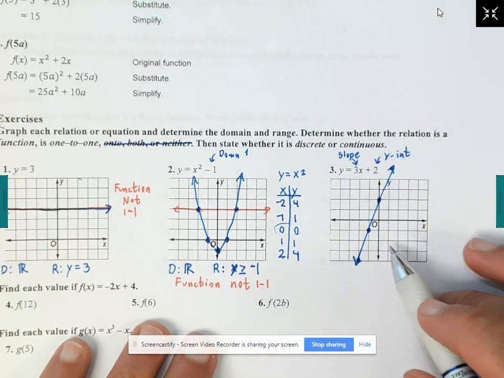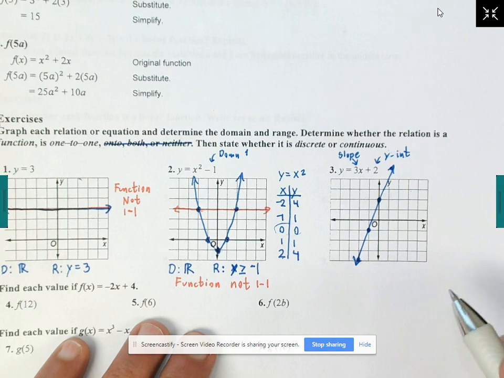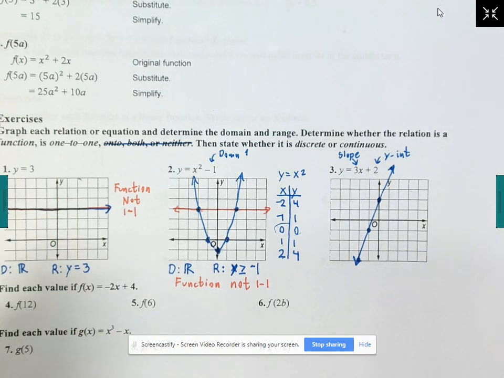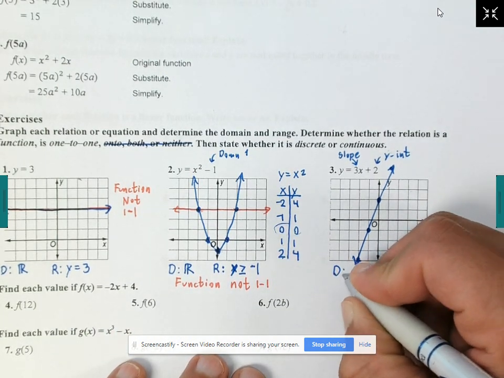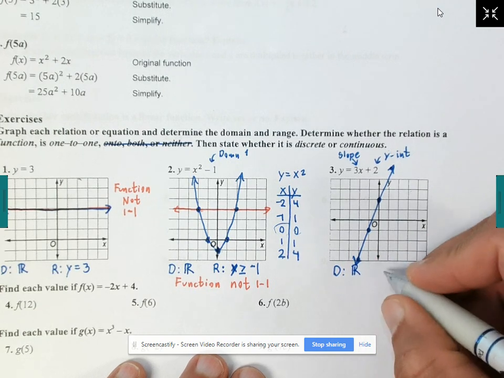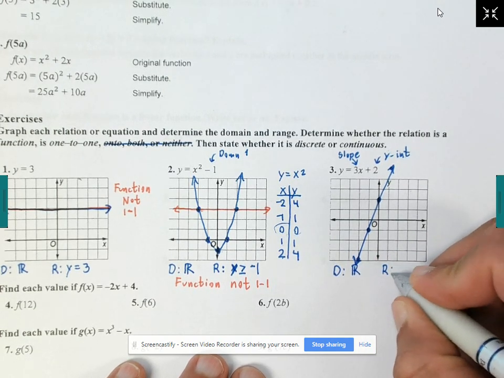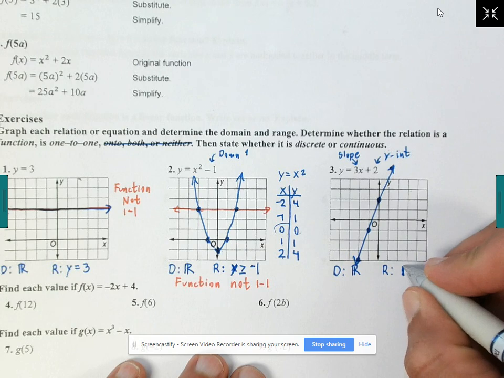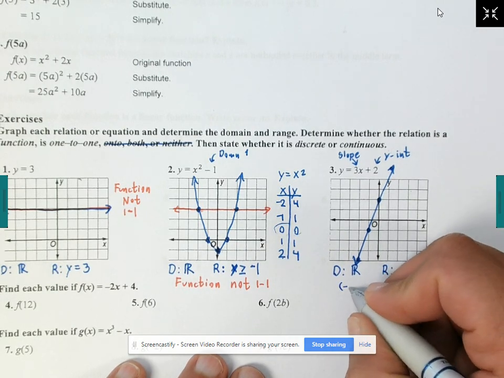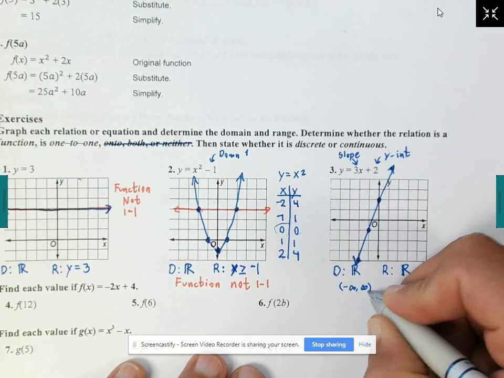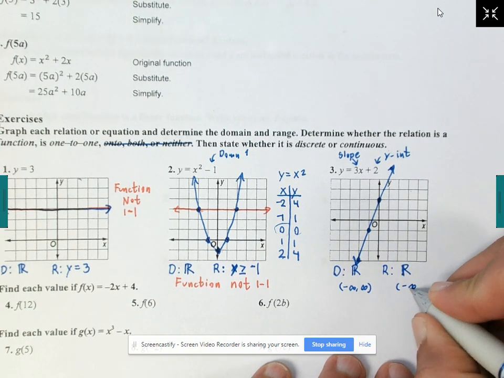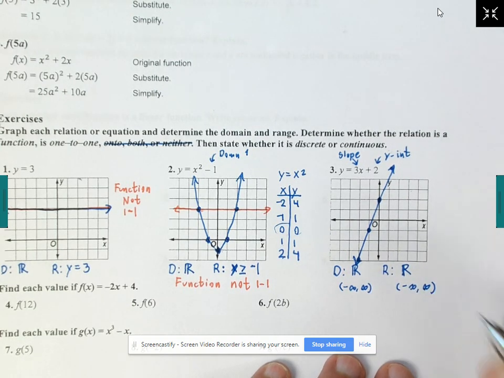Now remember, a positive slope always looks like this, so don't forget about that. All right, let's talk about domain and range. For this one, the domain and the range are both all real numbers, which, if you're writing this in interval notation, would mean from negative infinity to positive infinity. You don't have to write both. Remember, that's what all real numbers means.